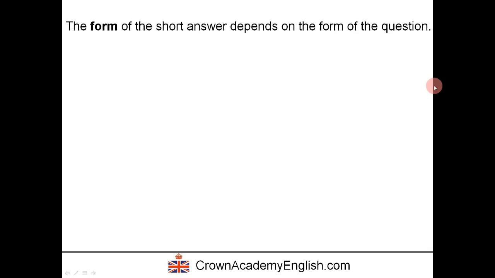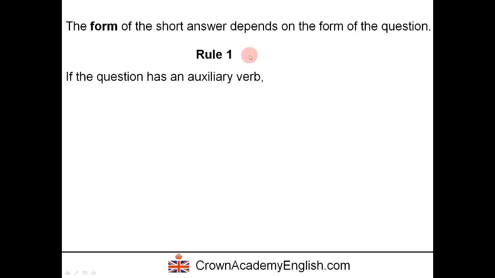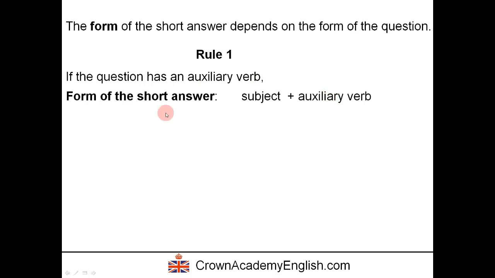And to simplify things, there are two main rules. Okay, there are two main differences or cases. So rule 1, if the question has an auxiliary verb, then the form of the short answer is subject followed by the auxiliary verb. Okay? Don't worry, I'm going to give you lots of examples of this.